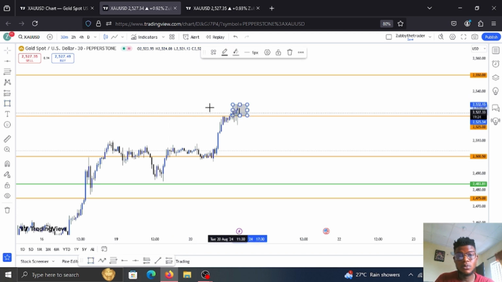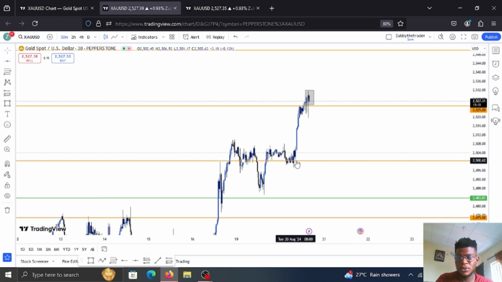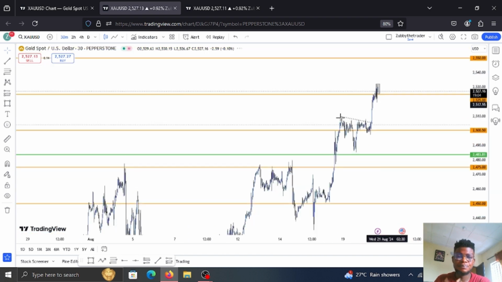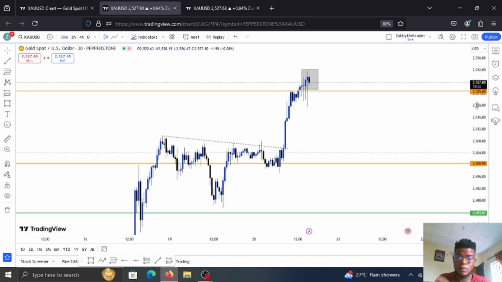Now the question is, will gold actually pull back from here? I can't really tell, but then again we have an extended move from this zone to this. It's really nice to see a pullback. You can call this a flat pattern, maybe a possible pullback, then a continuation to the next zone. So this is one way you can catch pullbacks or expect some type of retracement.